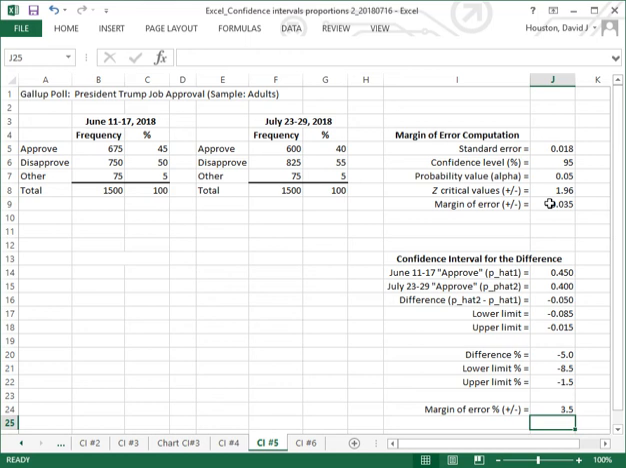anywhere from an 8.5 percentage point drop from June to July up to a 1.5 percentage point drop in approval ratings from June to July. Because 0 does not fall within this confidence interval, we would indicate that that is a statistically significant decline in job approval from June 11-17 through July 23 to 29.